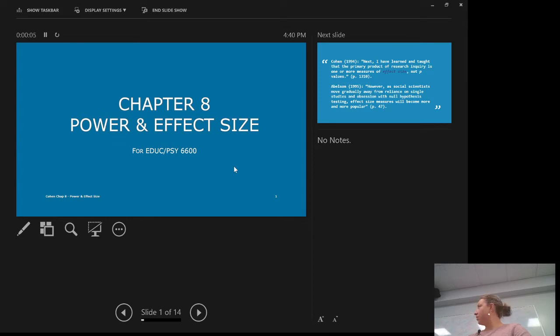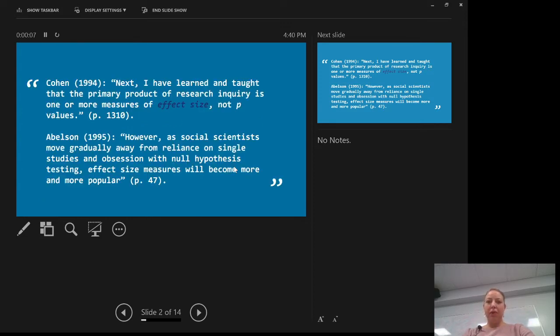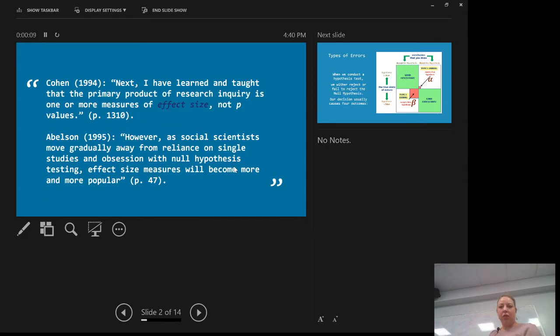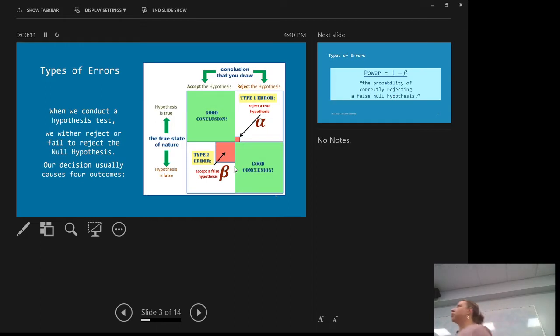This isn't set to work yet. Okay. So power and effect size. So lots of quotes by Cohen. So just to review, because we're gonna go over power first, this is a confusion matrix. We haven't seen this. You read about it in the book, but we haven't talked about it in class.